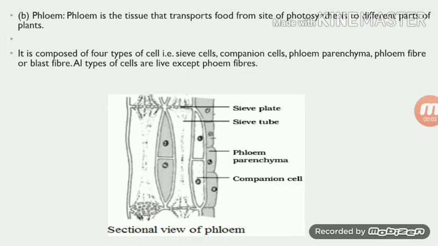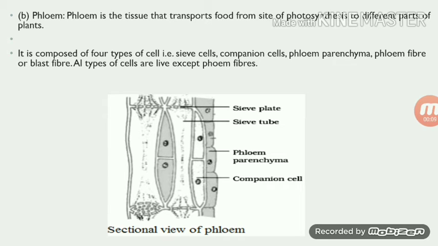Next is the phloem tissue. It is also a complex tissue. Phloem is the tissue that transports food from the site of photosynthesis to different parts of the plant. It is responsible for transportation of food. Xylem is responsible for transportation of water, and phloem is responsible for transportation of food. Like xylem, it is also composed of four types of cells.